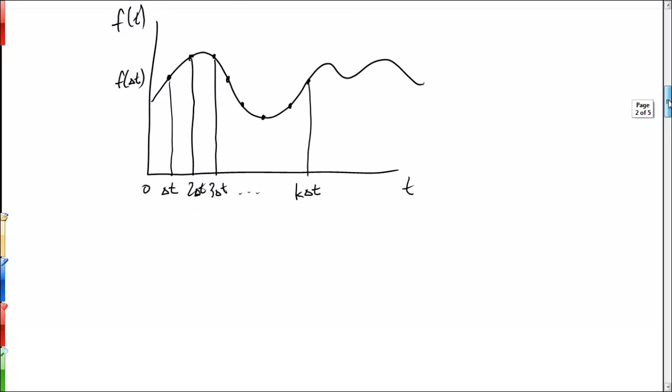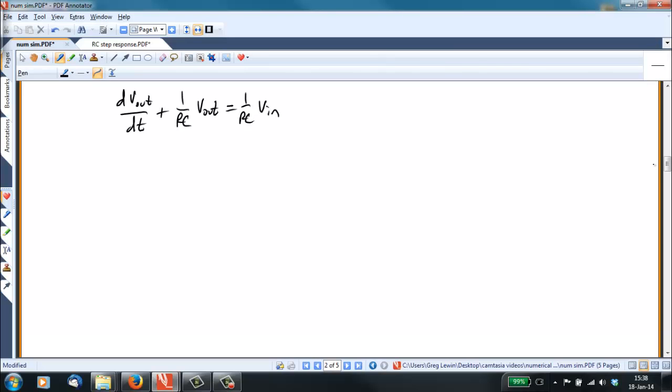So for example, in our equation that we used for the RC circuit that we derived, we're going to define the derivative, instead of being continuous, in terms of v out at discrete points in time. Specifically, we're going to define it as v out at some time step k times delta t minus v out at some time step k minus 1 delta t, over delta t.